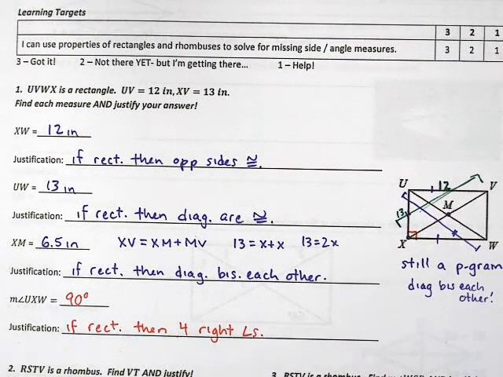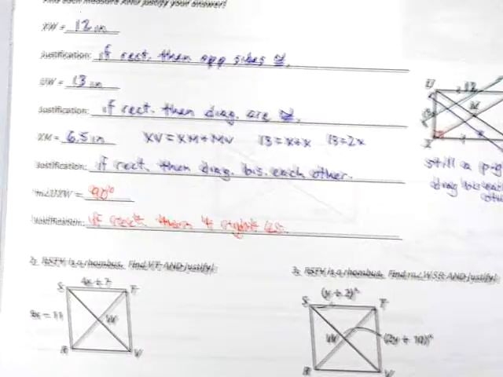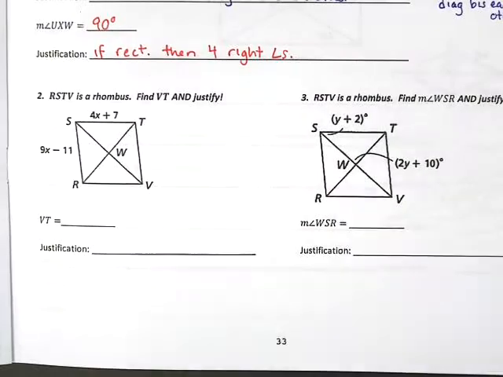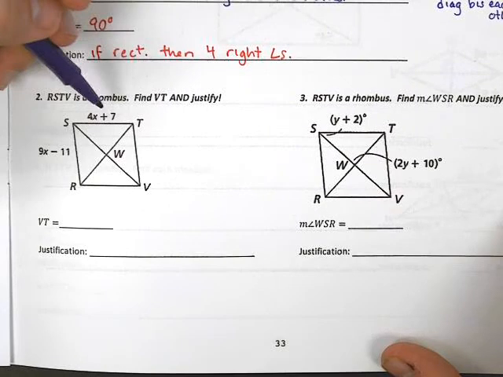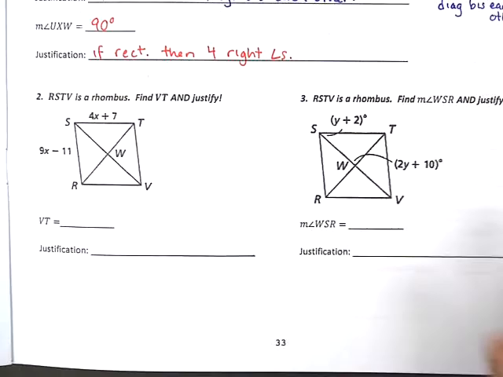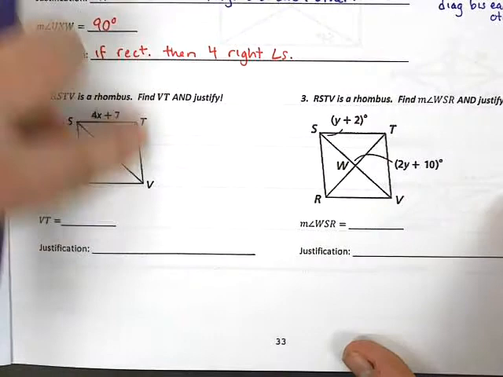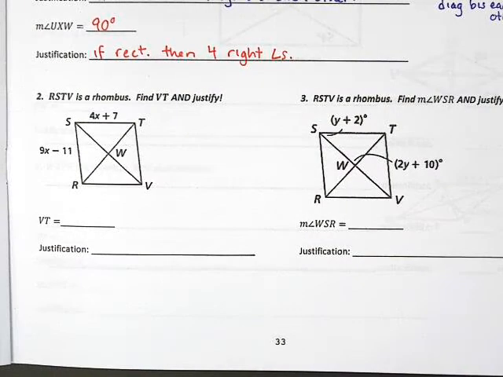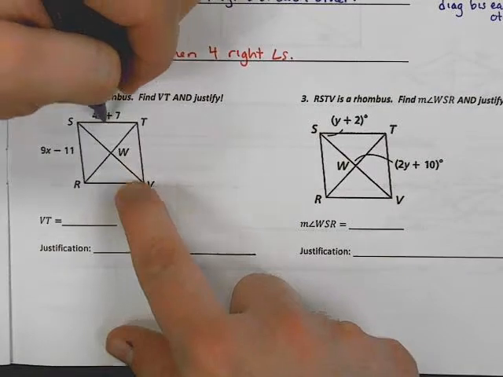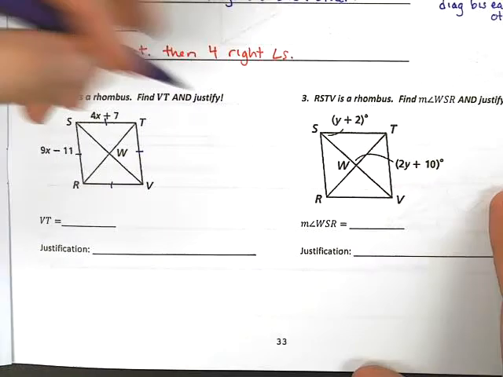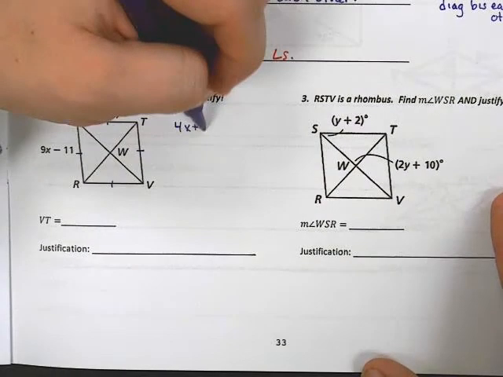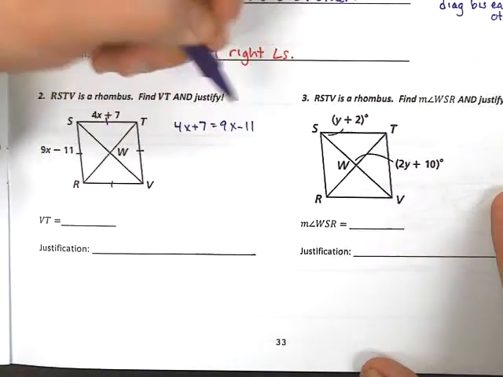Okay? Let's take a look at when we switch to a rhombus. So down here, number 2. Oh, we can do this. Okay, STV is a rhombus. That's good. We want to find VT, and we want to justify. Well, I have nothing about VT, but I do know something about the sides of a rhombus. What's true about the sides of a rhombus? Hopefully you just said all sides are congruent. And with that in mind, we can set up the equation: 4x plus 7 equals 9x minus 11.